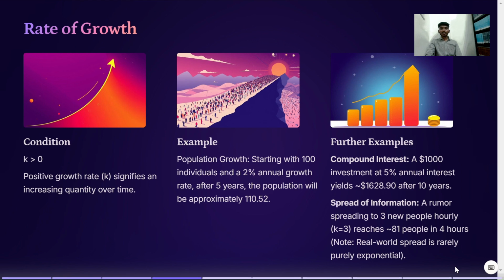Now, let us talk about the compound interest example. If a $1,000 investment at 5% annual interest is done, then it will yield approximately $1,629 after 10 years. We can clearly see that over time the amount keeps growing faster. This formula shows us how growth can speed up as time goes on.